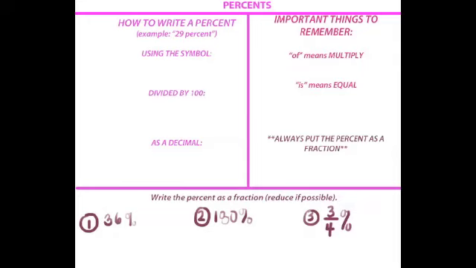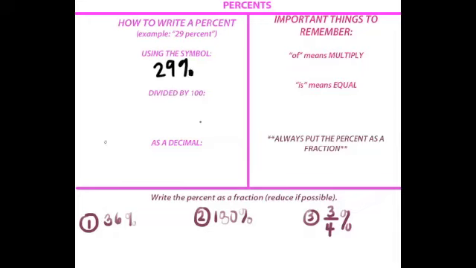Okay, so what I want to draw your attention to is this left window here, and it's about how to write a percent. There are different ways that you could express a percent, and I've used an example here of 29%. The way you can do this is you could use the percent symbol. Using our example, if we write 29% as a symbol, it just looks like this, just the regular percent symbol that you guys know.